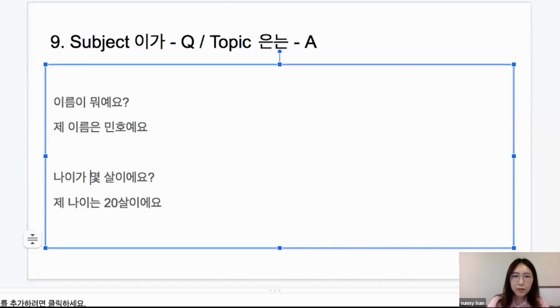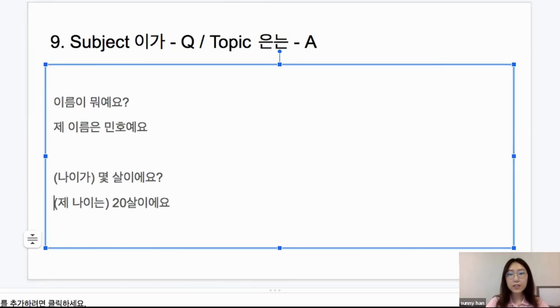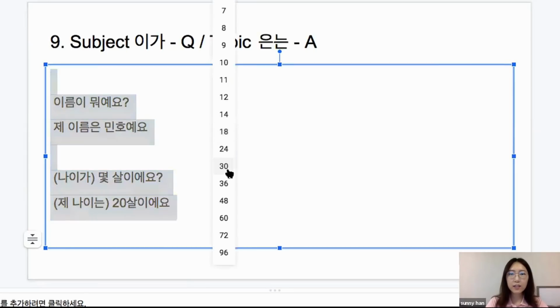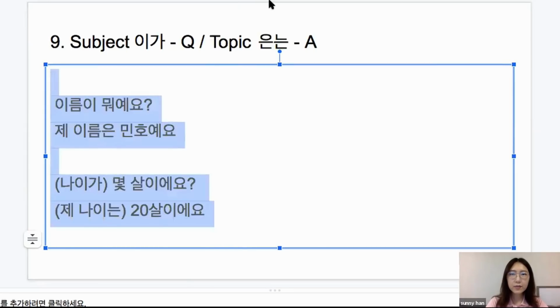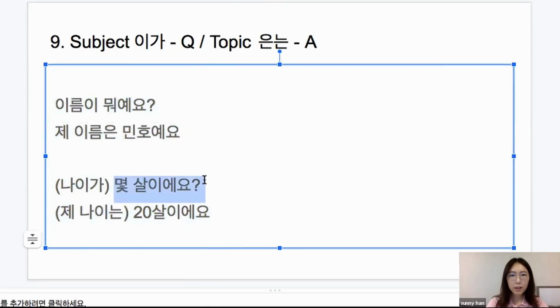But when we have a conversation, we don't have to. It's fine. So we can just ask 몇 살이에요? Then you can just answer just 20 years old, 30 years old, 15 years old. 20살이에요. It's fine. You don't have to use this one.